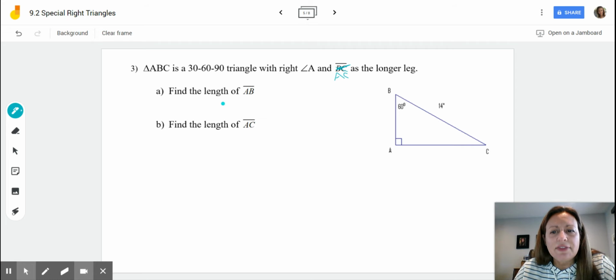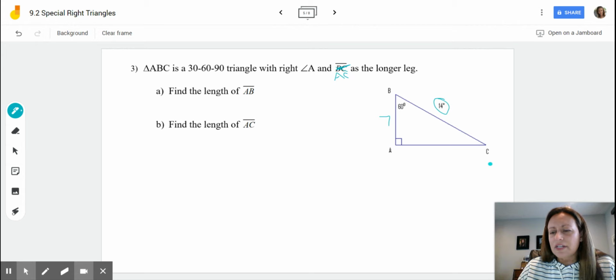But anyway, find the length of AB. Well, AB is the short leg. So if we take the hypotenuse and just divide by 2, we get the short leg. See, I barely even had to write anything down because these relationships are pretty simple. If I memorize them, I can take these shortcuts. Okay.